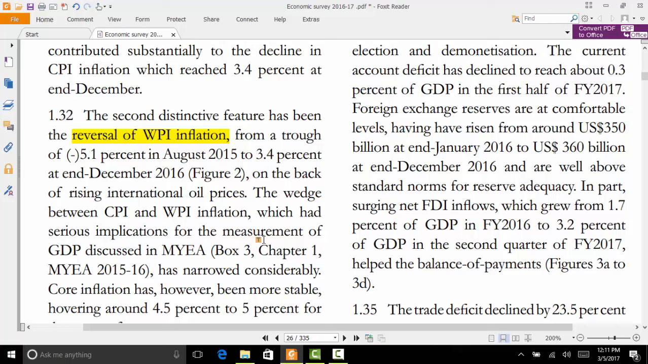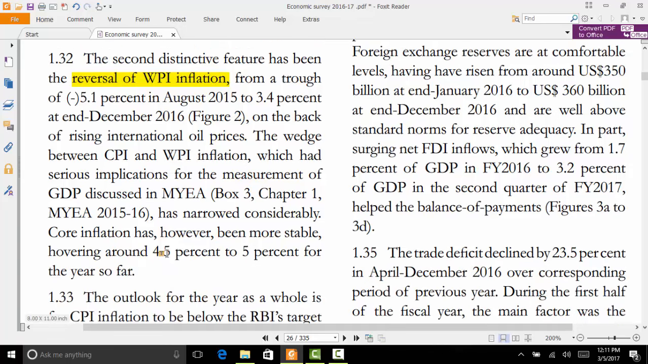Even on the forex, how much forex do we have? 360 billion. Correct, around $360 billion. Inflation is also very much comfortable. On WPI, it had even been in a negative trajectory for some time, right? On CPI also it is around 5%. I think we are at 3 to 5%. How much? 3.4%. Yeah, 4.5 to 5%. So around 5% you can say.